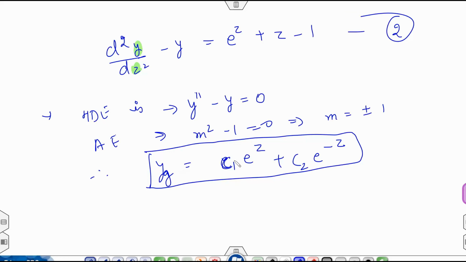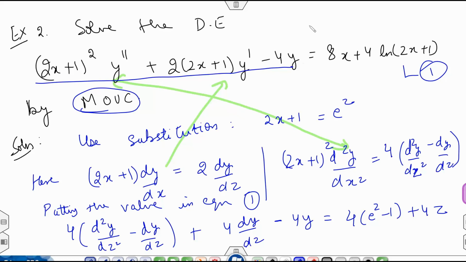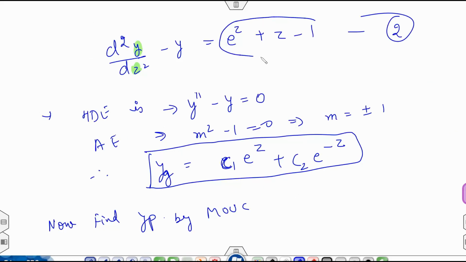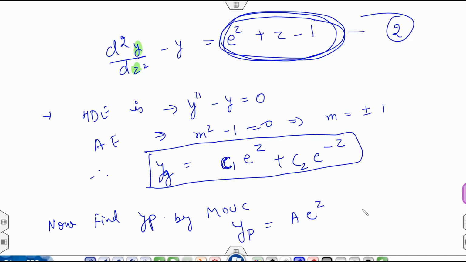Now what is our next task? We need to find out yp. Now here we need to use the method of undetermined coefficients. So here it is important that you know what is our Rx. Okay, so this is my Rx, and now we have to think about yp. So at first glance what you will see is that yp will be equal to a into e to the power z plus b into z plus c.